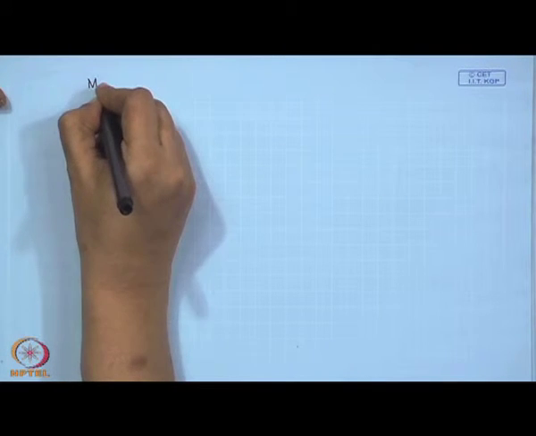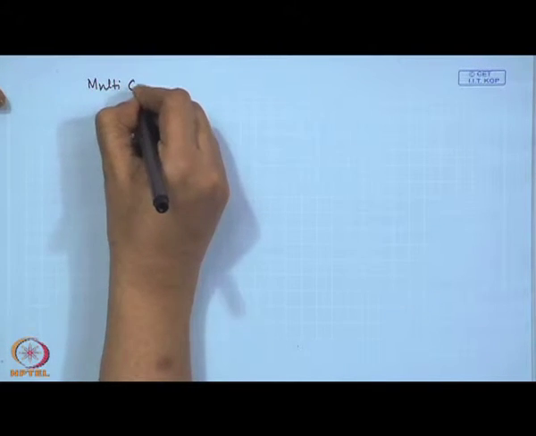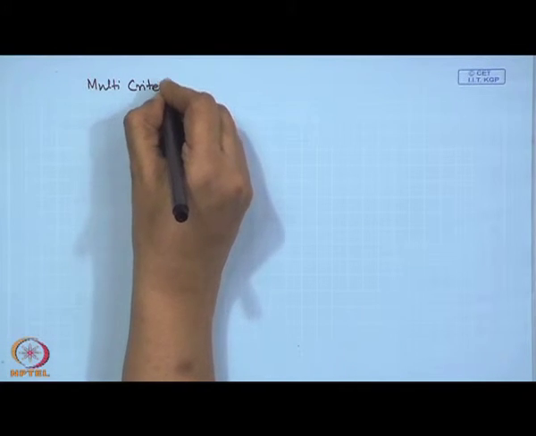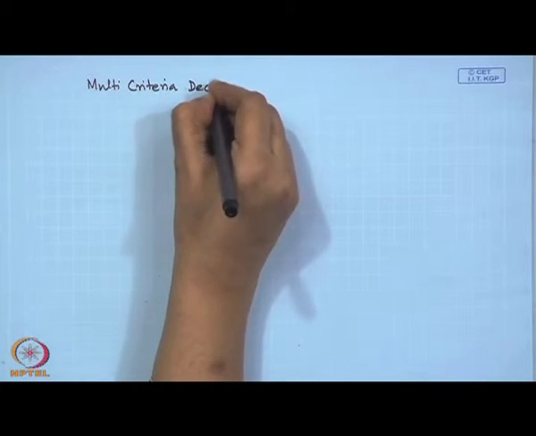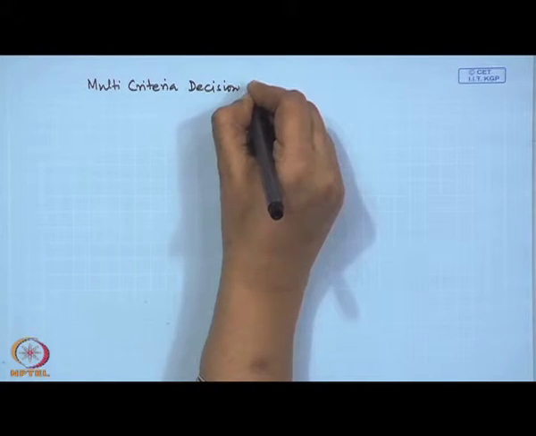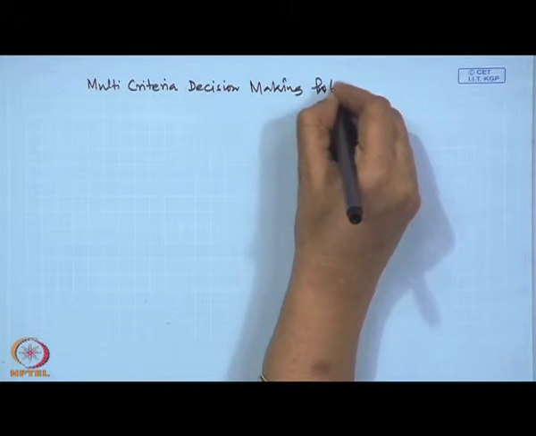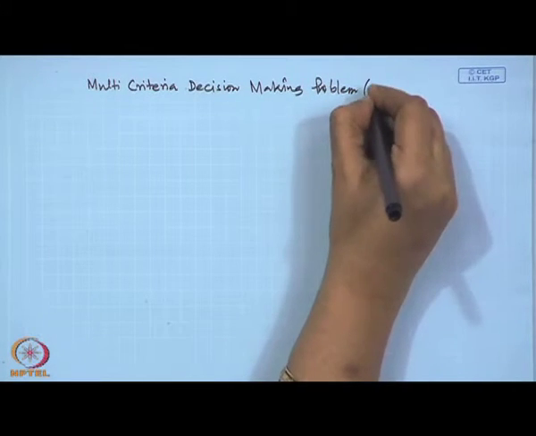But since we are always facing this kind of conflicting objectives, we are dealing with a special kind of optimization technique that is called the multi-criteria decision making problem, where we are dealing with several criteria, several objective functions together. In short, it is called MCDM.